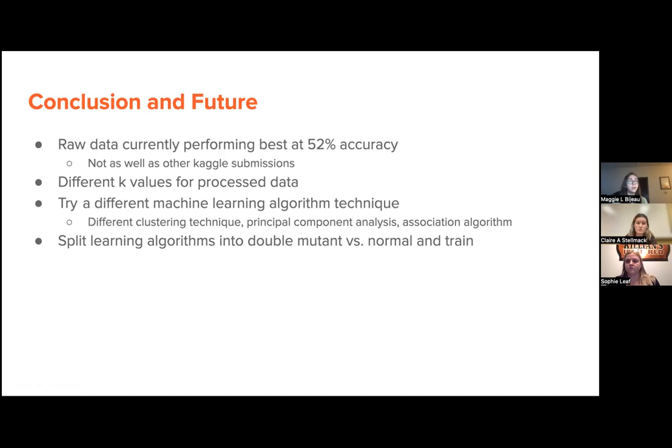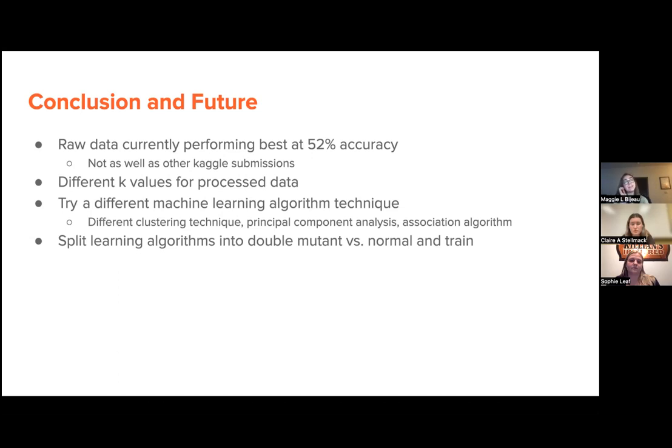Further directions for our algorithm include assessing if the k value needs to change depending on data preprocessing, trying different unsupervised machine learning algorithm techniques like hierarchical clustering, principal component analysis, or an association rule algorithm.